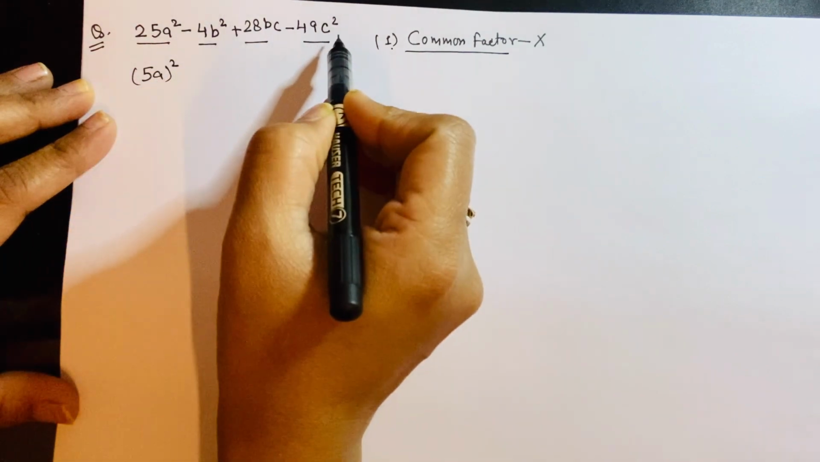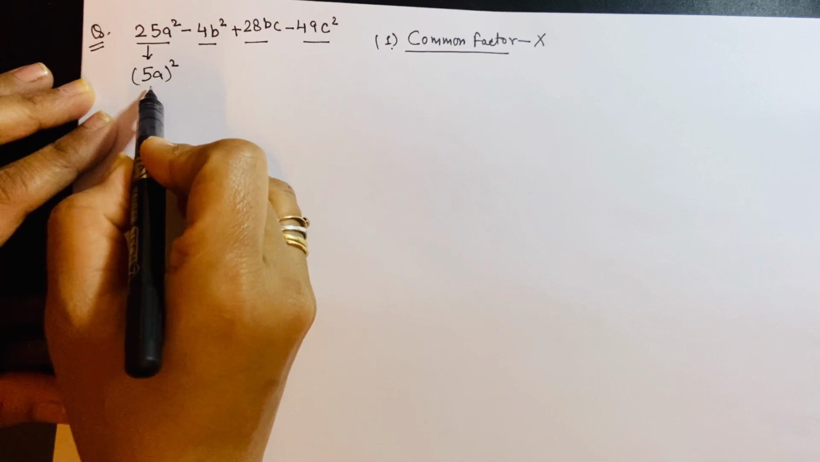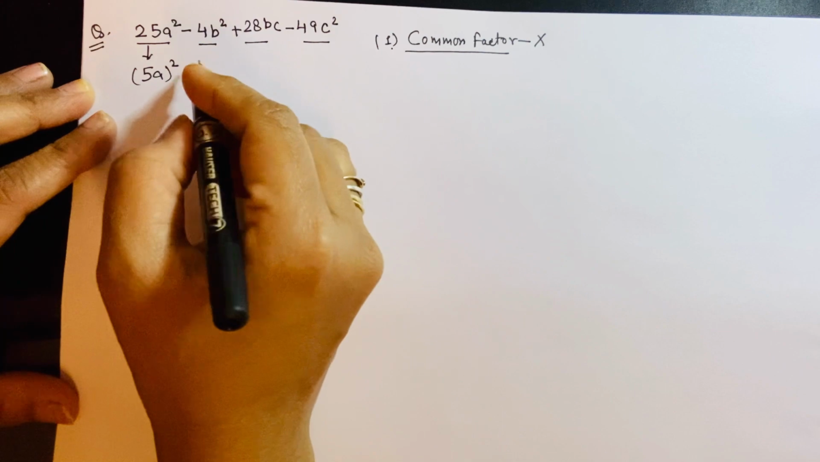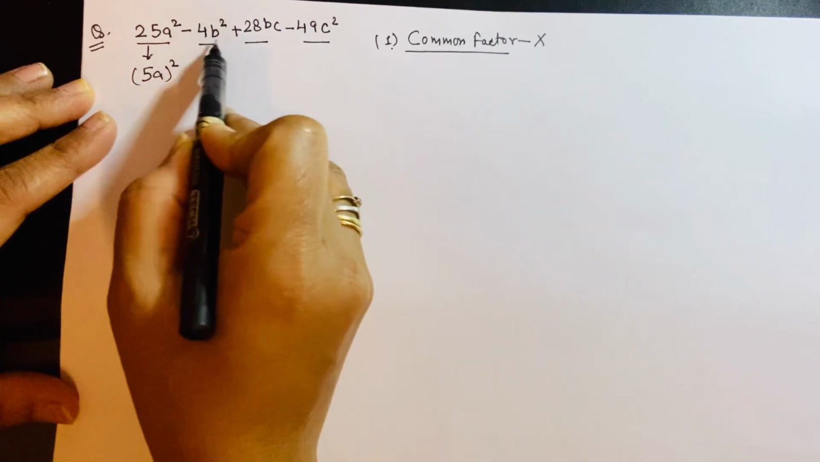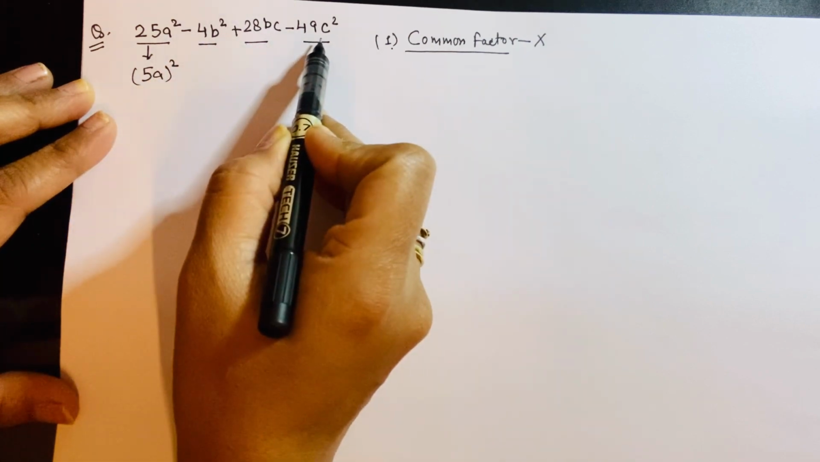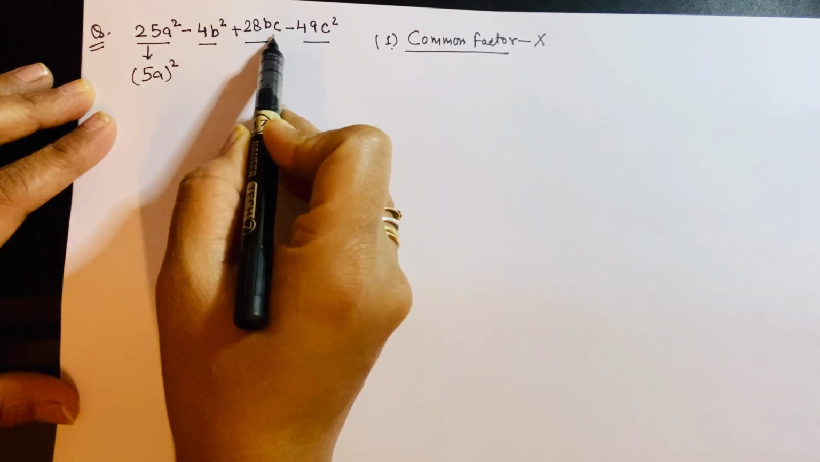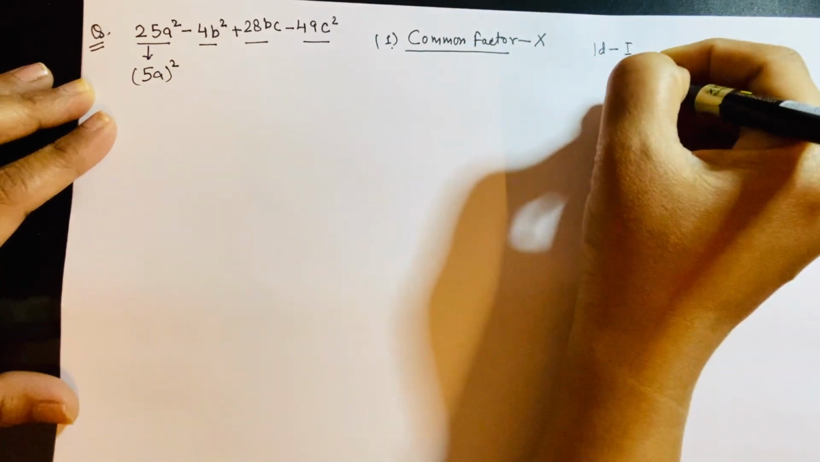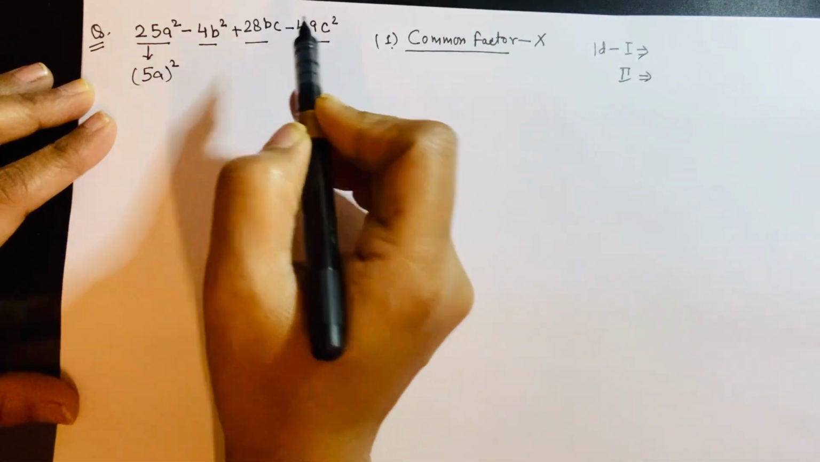So there is no common factor, and when we factorize 25a square independently, we see that 5 is again not a common factor from these three, but at the same time you can see 4, 28 and 49. Here one or other number can be a common factor, plus b and c are written together here. So we can make it that identity number 1 or 2 can be applied here because it's 28bc.